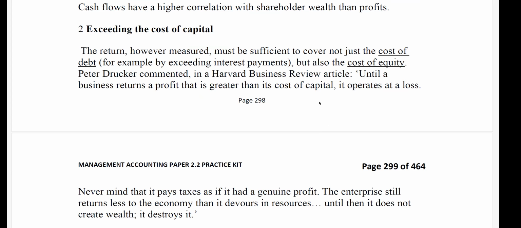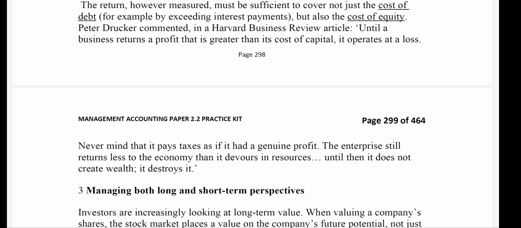So you may be showing a profit on your financial statement, but you are not actually having a profit. Never mind that they pay taxes as if it has a genuine profit, right? The enterprise still returns less to the economy than it devours in resources. Until then, it does not create wealth. It rather destroys its wealth.